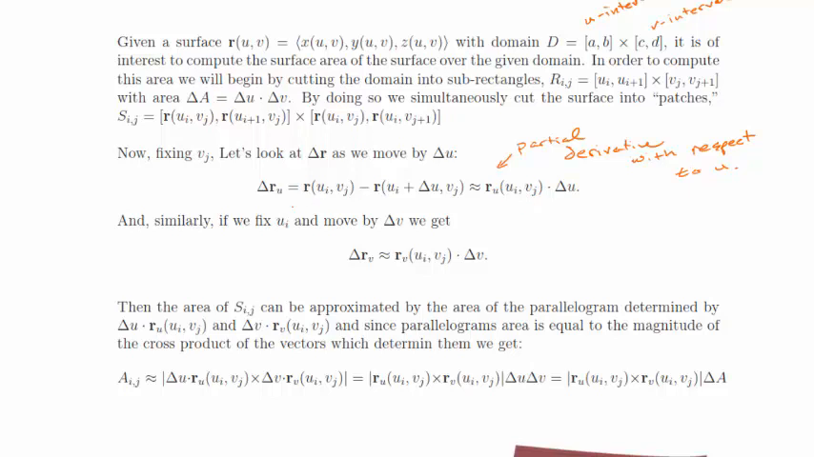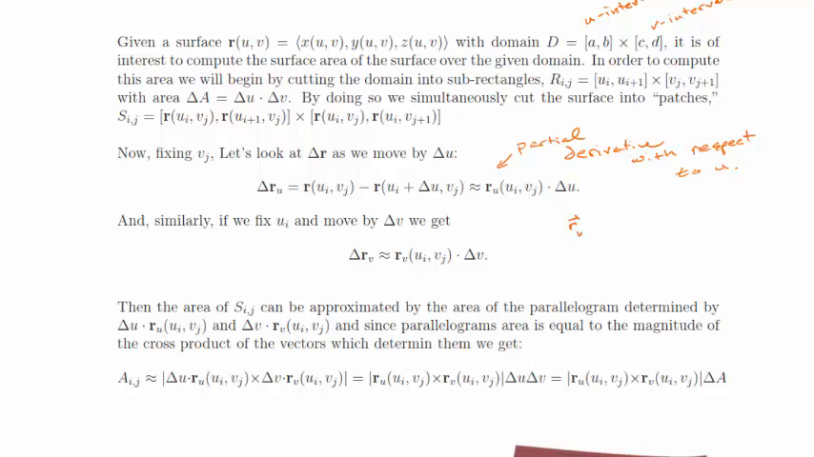And so this actual difference in our r value as we move by u a little bit is approximately r sub u, the partial derivative of r with respect to u, times delta u. This actually comes from the definition of this partial derivative.